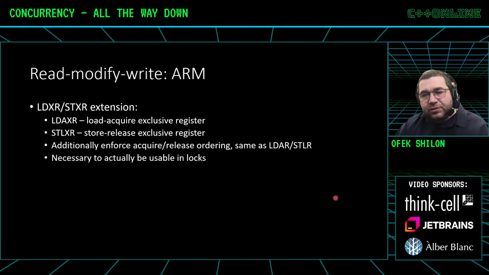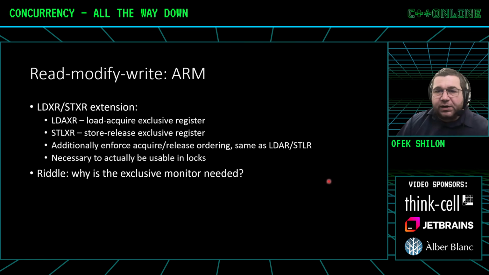And the last thing I want to say on this is, well, actually, it's a riddle that baffled me for a while. Why do we need the exclusive monitor? Why can't we have some special store flavor that just fails if the private cache line is in an invalidated state? This wasn't obvious to me at all initially, and I think I will leave it as a riddle in this talk. You're welcome to suggest your answers in the Discord channel, or we can discuss it later at the Gather Town.